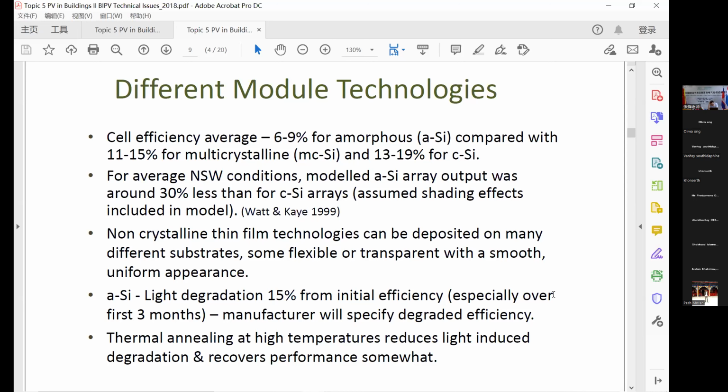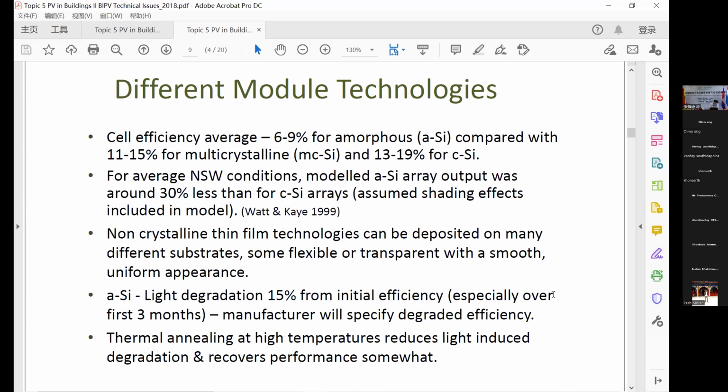For crystalline silicon array, in general, definitely, because amorphous silicon-based solar cell has a lower efficiency compared to the crystalline silicon solar cells. But non-crystalline thin film, here the non-crystalline thin film normally is amorphous silicon or CIGS or CdTe thin film solar cells, can be deposited on many different substrates, many different flexible substrates actually. Some flexible or transparent with smooth uniform appearance.